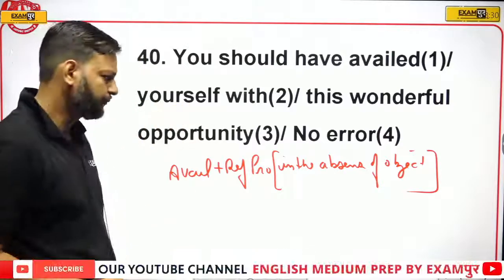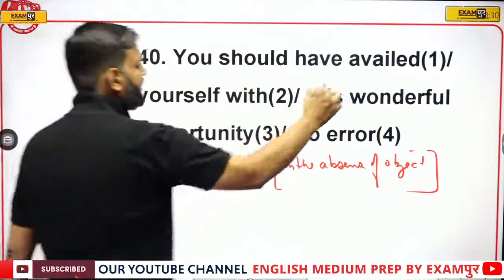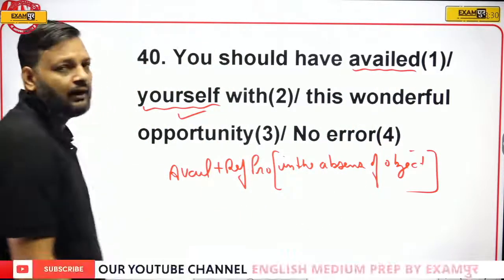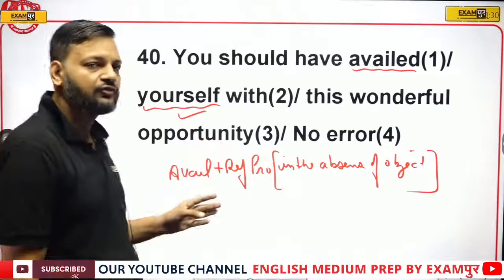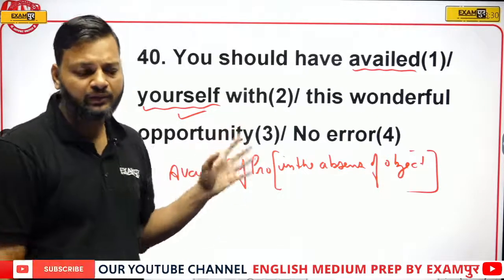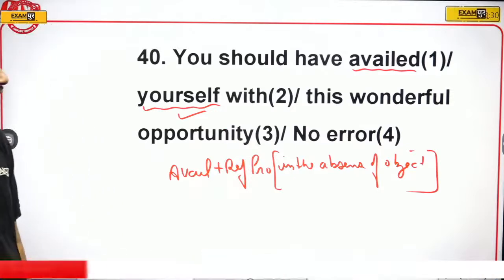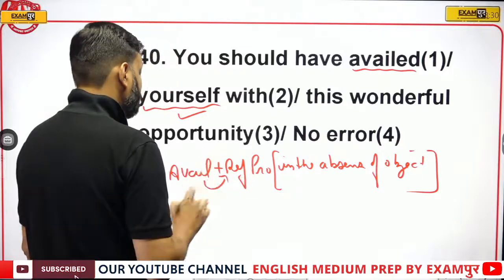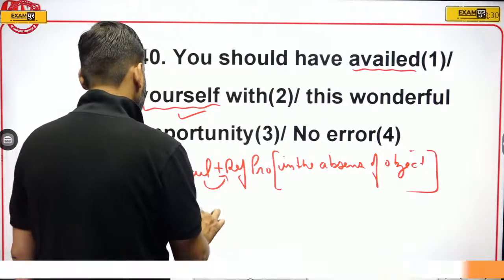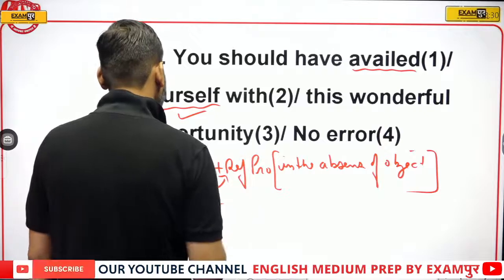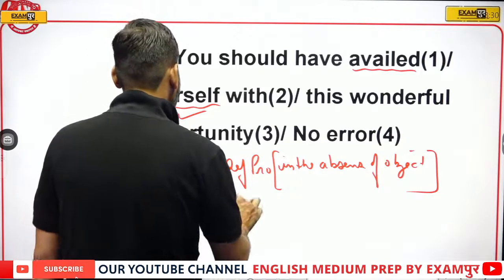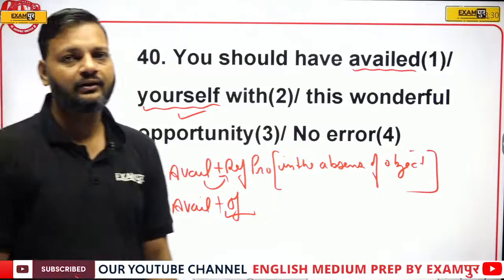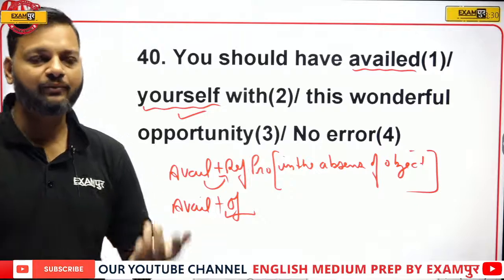Okay, so this can also be a question. After availed, the use of a reflexive pronoun is compulsory in the absence of an object. So availed yourself. Now one more thing: as a reflexive pronoun is compulsory after avail, in the same way avail is necessarily followed by of. Avail is always followed by the preposition of.